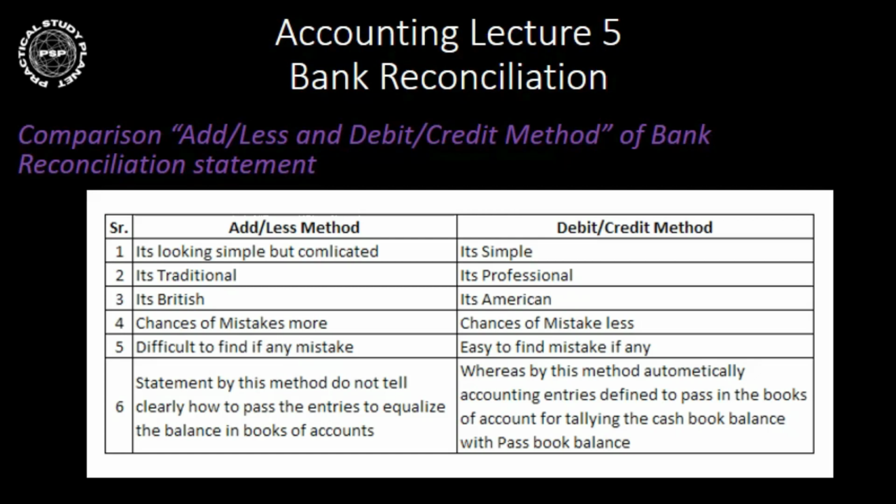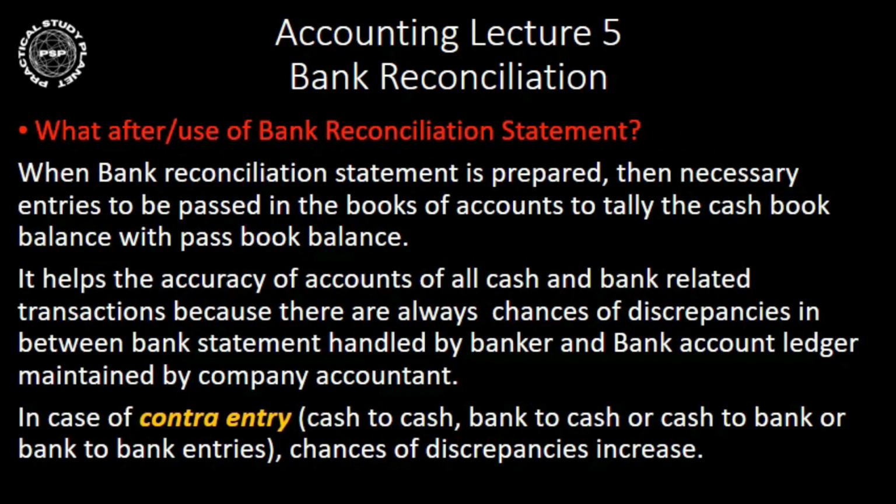In add less method the chances of mistakes are more, whereas in debit credit method chances of mistakes are less. Add less method is difficult to find any mistake, whereas in debit credit method it is easy to find mistakes if any. And in add less method, the statement does not tell clearly how to pass the entries to equalize the balance in the books of account, whereas by the debit and credit method, accounting entries are automatically defined to pass in the books of account for tallying the cash book balance with the passbook balance.